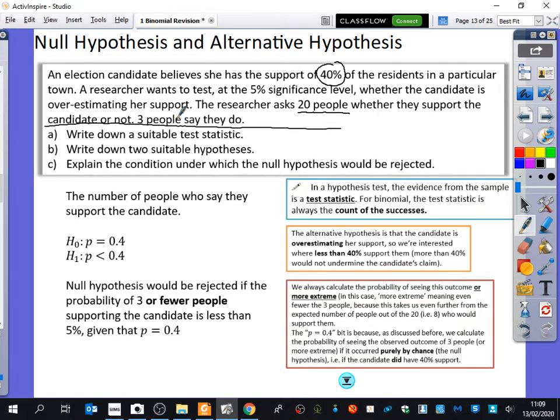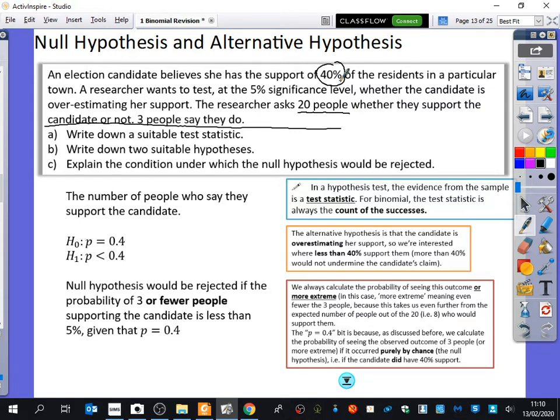And what we're really trying to find out here is, is that something that could have occurred by chance? Or is that something that could have occurred by chance but was very unlikely to have occurred by chance? If it was very unlikely to have occurred by chance, that makes me think that the election candidate is wrong and that she doesn't have 40%. She's actually got less than 40%. There is one last thing to say on that before we actually look at the question.